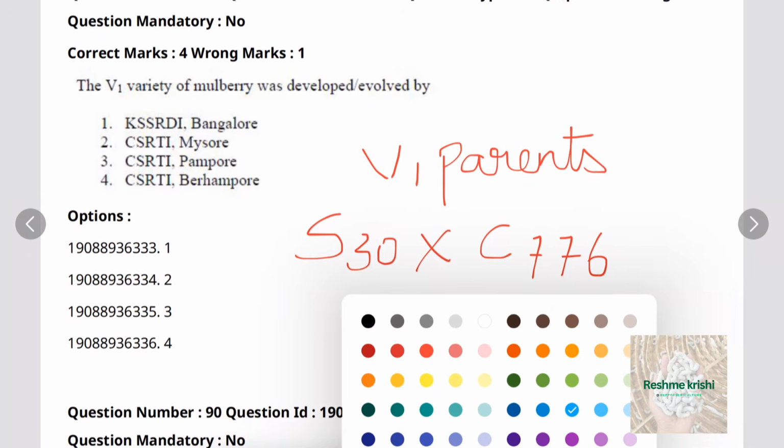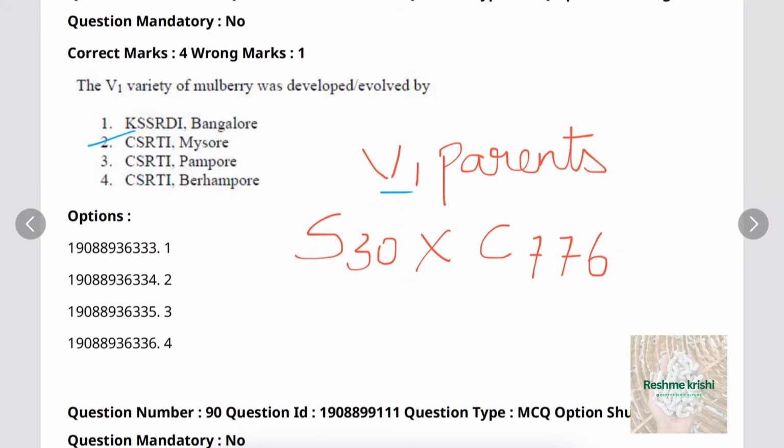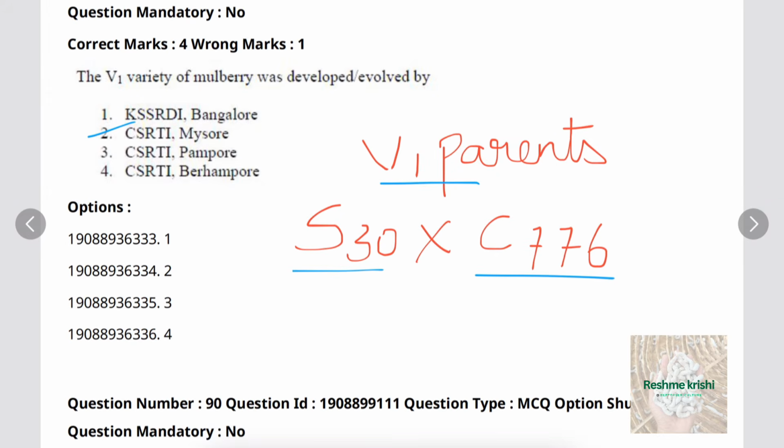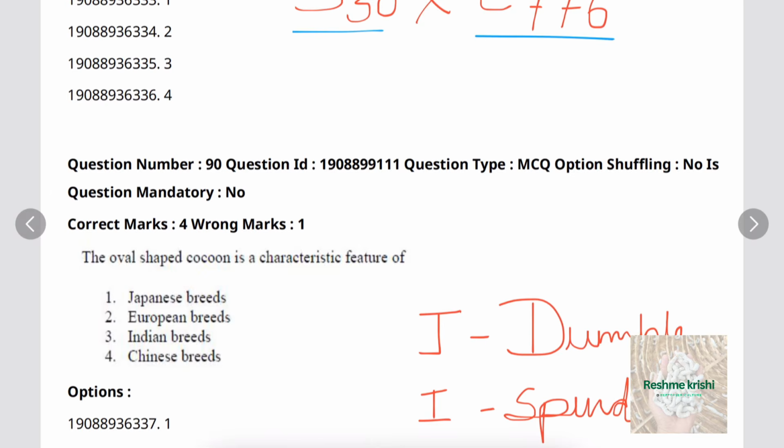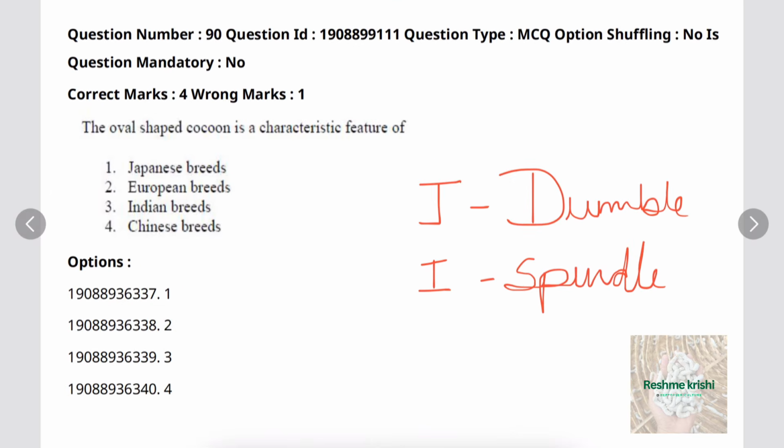Okay, the V1 variety of mulberry was developed by CSRTI Mysore. Then if you see here, the parents of V1 are S30 into S76. This is some of our potential questions. It might come up as a question in future examinations, if not ICAR, then in some other exams.